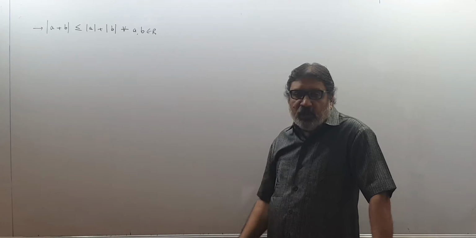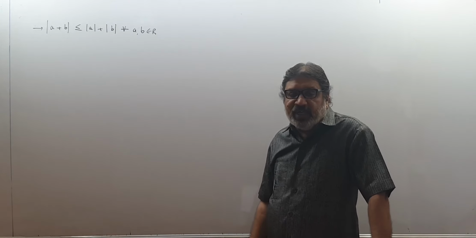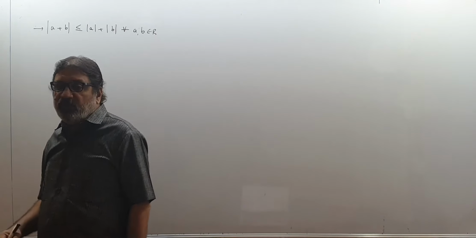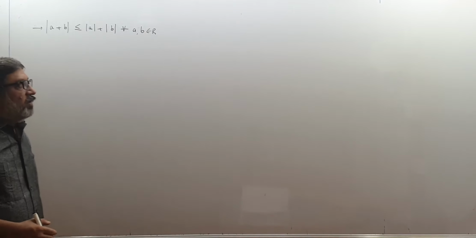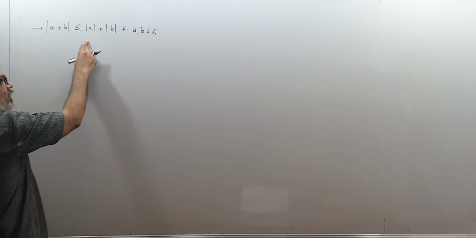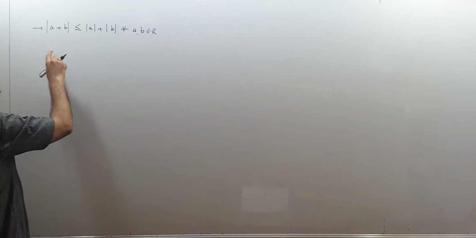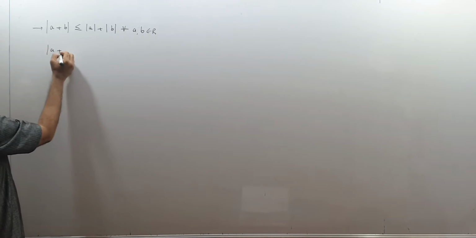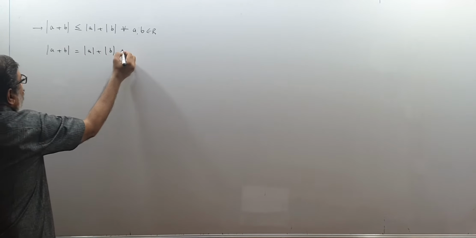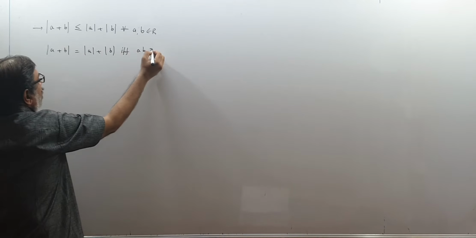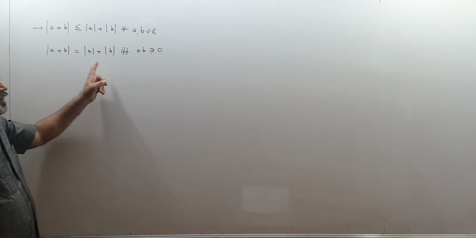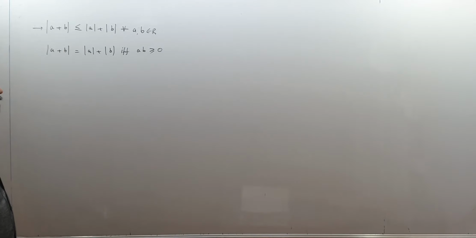You will learn more about this when you go to complex numbers, regarding triangular inequalities. We'll explain to you over there what the geometrical meaning of this is. From triangular inequality we can prove this. So mod of a plus b is always less than equal to mod a plus mod b. When will equality arise? Mod of a plus b will be equal to mod a plus mod b if and only if ab is positive or greater than equal to 0. It will be equal when ab is greater than equal to 0.